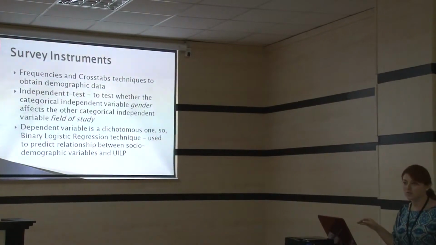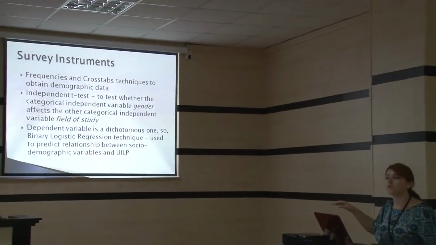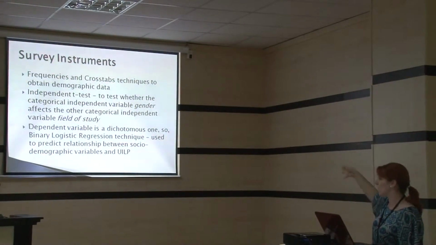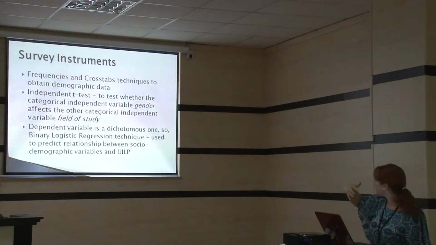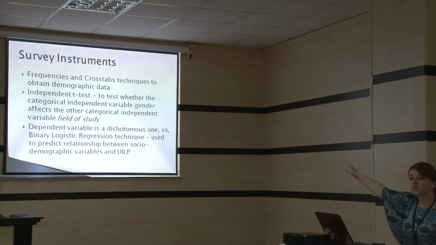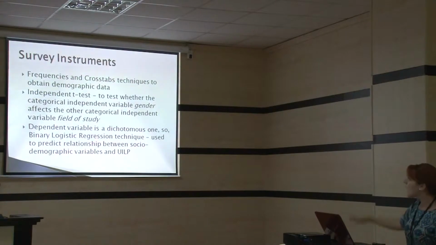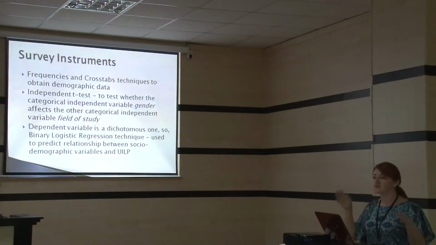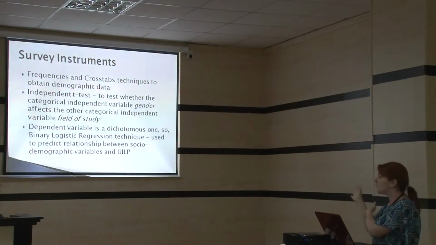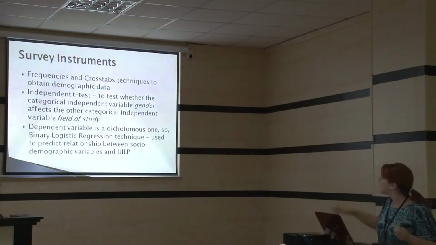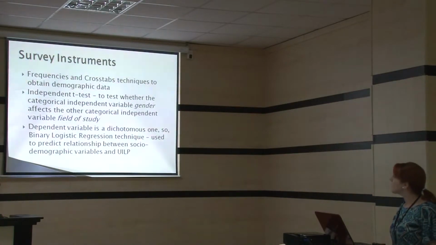So, survey instruments. These 3 types of techniques have been used to statistically evaluate data we have obtained from questionnaires. Frequencies and cross-tabulation techniques have been used to obtain demographic data of the students included in the study. After that, some independent t-tests, to test the effect of one variable on the other, have been used between the gender variable and the other categorical field of study variable.